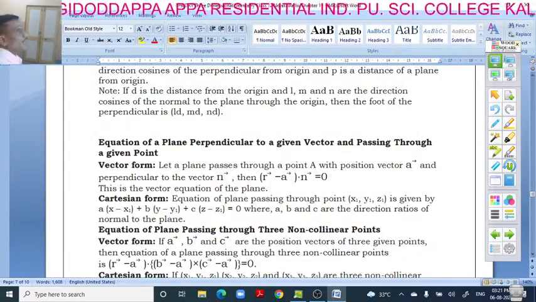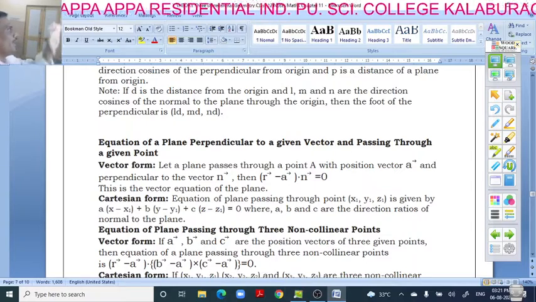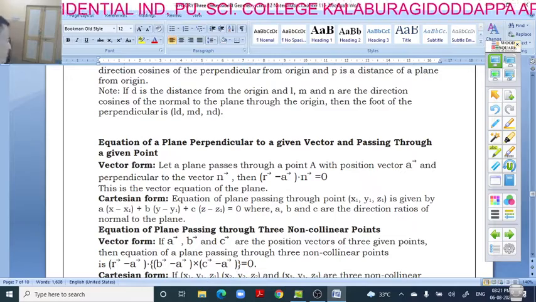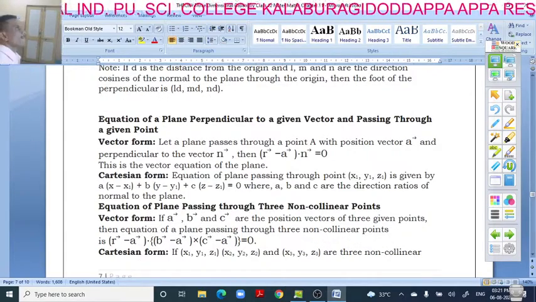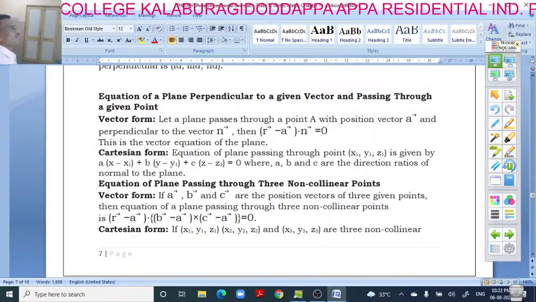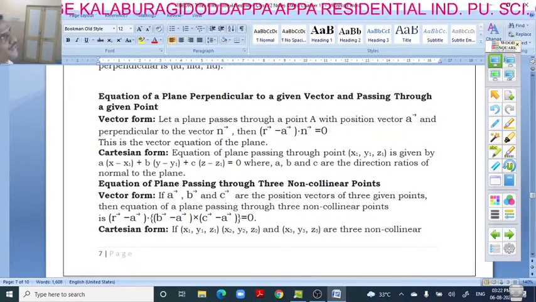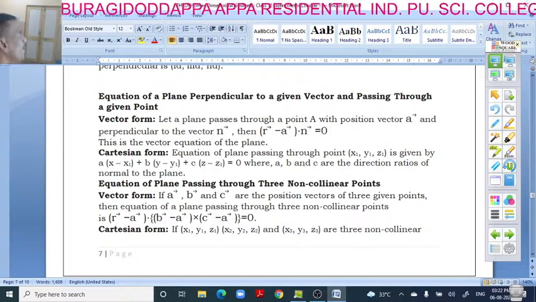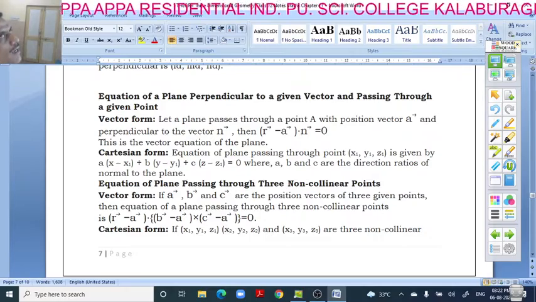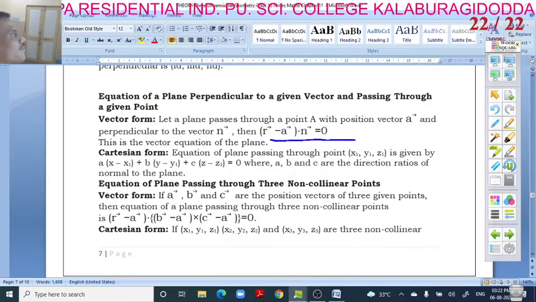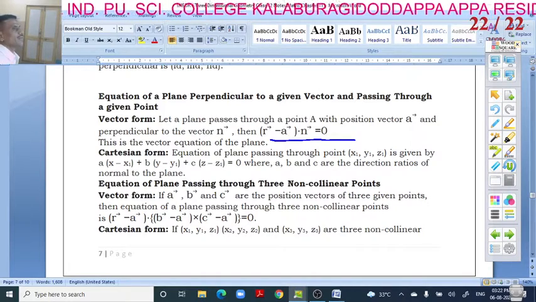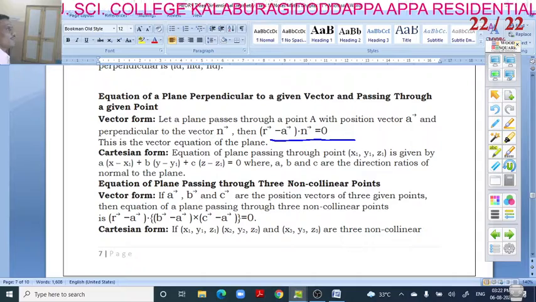Next, equation of a plane perpendicular to a given vector and passing through a given point. The vector form: a plane passing through a point A with position vector a and perpendicular to the vector N is (vector r minus vector a) dot n cap is equal to 0. This is the vector form of the equation of the plane.